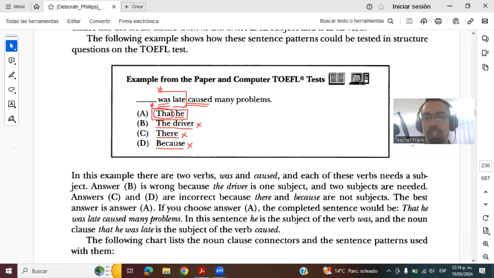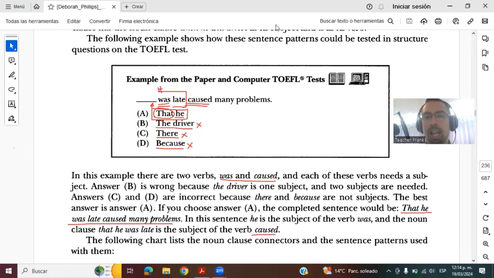Now, the explanation here tells us, in this example, there are two verbs, was and caused, and each of these verbs needs a subject. Answer B is wrong because the driver is one subject and two subjects are needed. Answer C and D are incorrect because there and because are not subjects. The best answer is A. If you choose A, the completed sentence would be that he was late caused many problems, right? In this sentence, he is the subject of the verb was, and the noun clause that he was late is the subject of the verb caused, right?